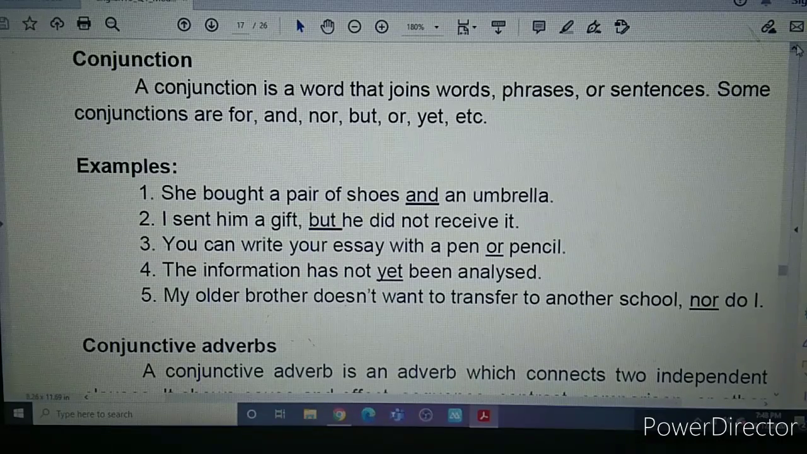Let's move on to number 3. You can write your essay with a pen or pencil. The underlined word is or. Number 4. The information has not yet been analyzed. The underlined word is yet. And number 5, my older brother doesn't want to transfer to another school, nor do I. So an example of conjunction for number 5 is we have the word nor.